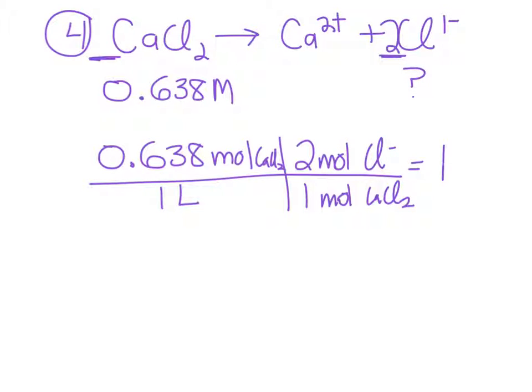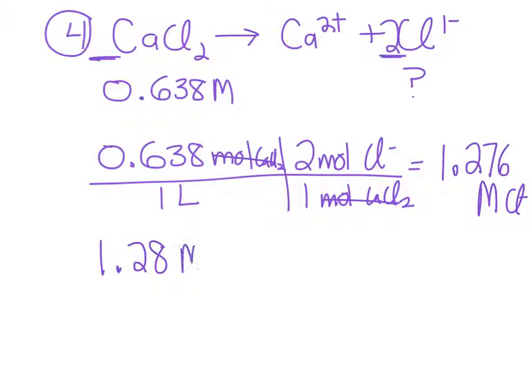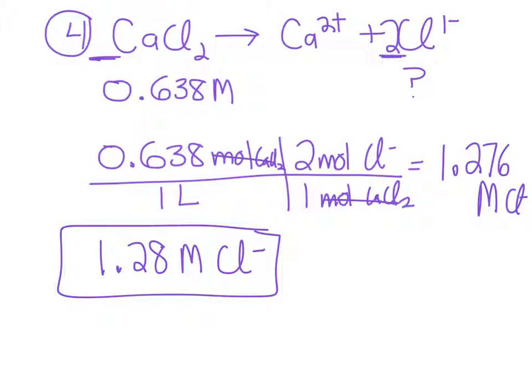And we get 1.276, and this is our molarity of Cl. It's molarity because this and this cancel out, so we're left with moles per liter. So I'm going to write my final answer down here with just 2 numbers after the decimal point, and we are all done.